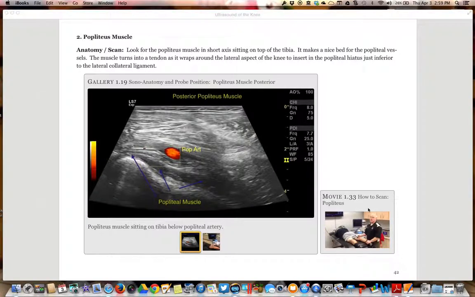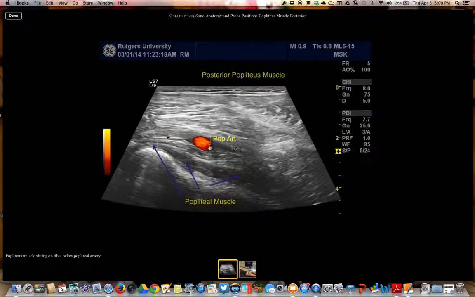Let's review now the popliteus muscle. The popliteus muscle is best seen in a short axis approach, sitting on top of the tibia. It makes a nice bed for the popliteal vessel. The muscle turns into a tendon as it wraps around the lateral aspect of the knee to insert in the popliteus hiatus, as we saw earlier. Popliteal artery and popliteus muscle underneath the tibia.